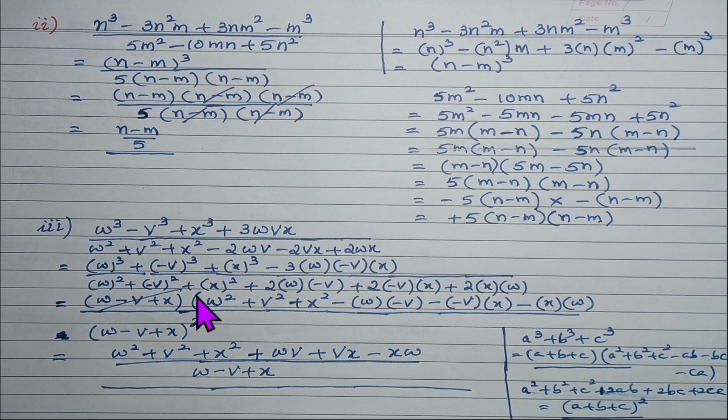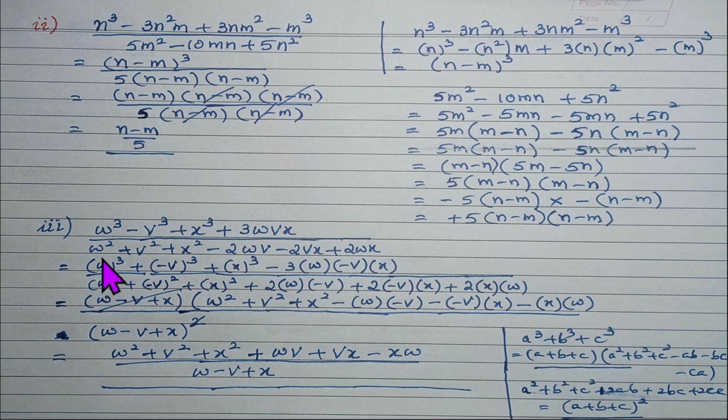So a plus b plus c becomes w minus v plus x, and a square is w square, b square is v square, and c square is x square, and minus ab will be minus w in the bracket minus v, and minus of minus vx, minus of xw.